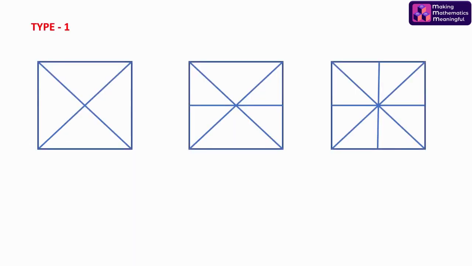Here is type 1. We have a square given and some lines inside the square. You just start writing 1, 2, 3 and 4. Double this and this will give you the required number of triangles.